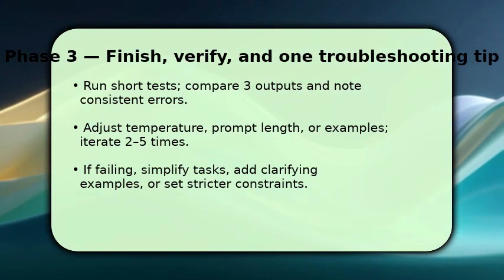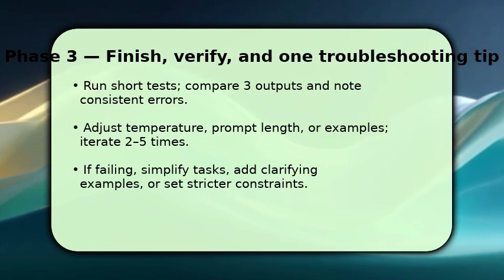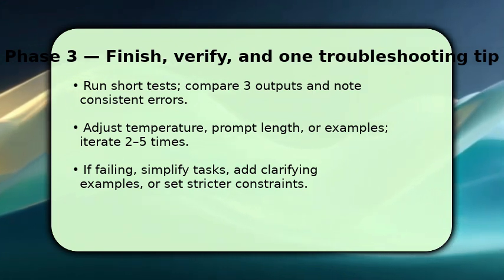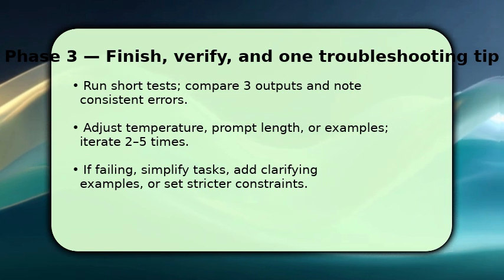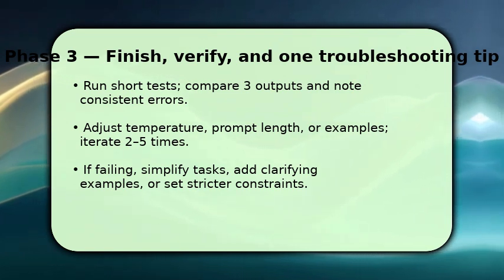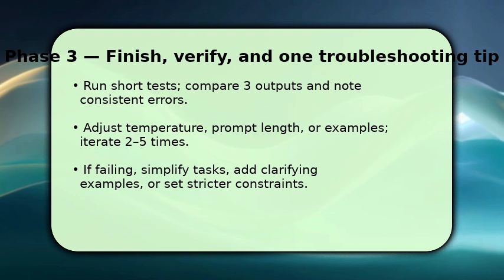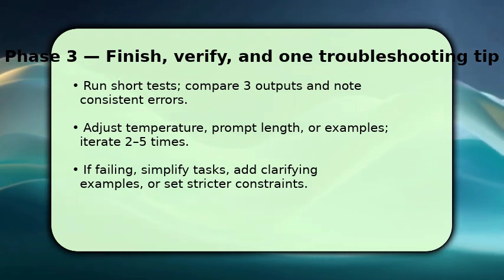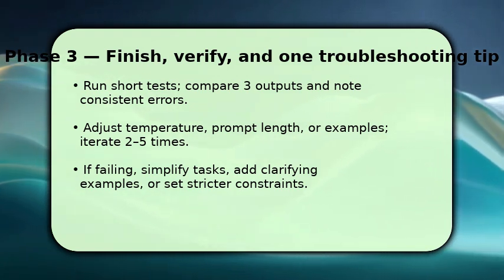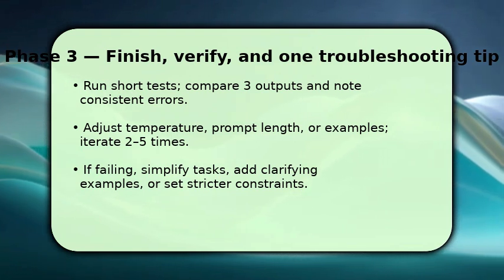You finish by running focus tests. Generate 3 samples and compare them against your success criteria. If outputs drift, reduce temperature or shorten the prompt. If they underfit, add targeted examples or expand context. Iterate 2 to 5 times, each time changing only one variable to identify impact.